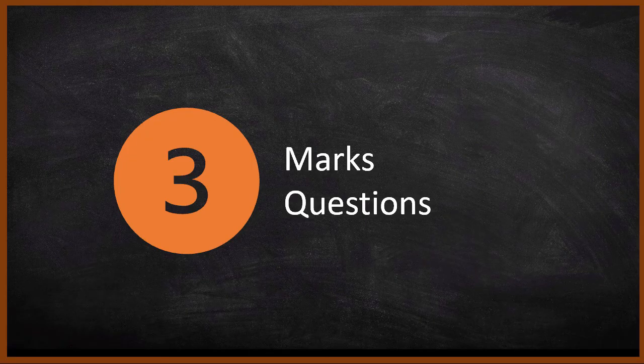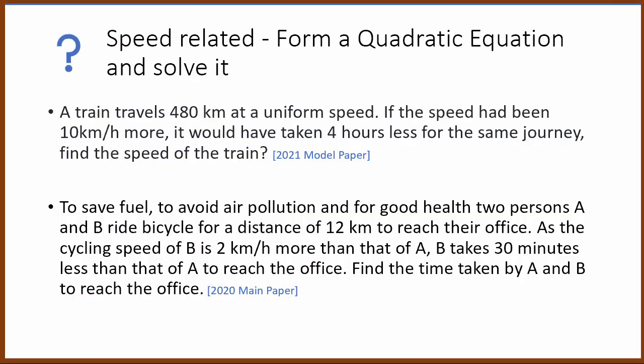Now finally, let's look at a 3-mark question. A 3-mark question is usually a statement question. So they give you a statement. You're supposed to form a quadratic equation and then solve it. So let's look at some of the questions. I've looked at last 2 years and there are 3 kinds of category. The first one is speed related.